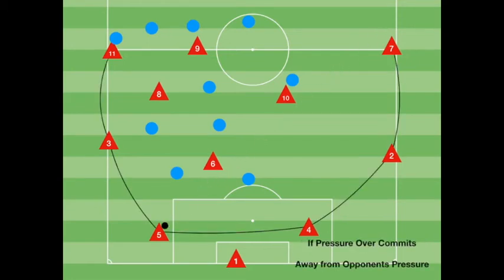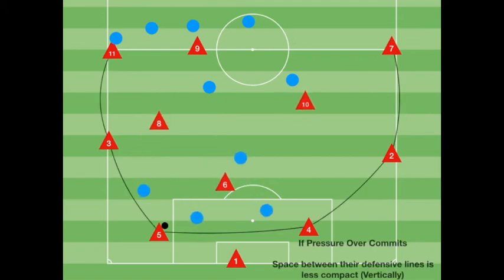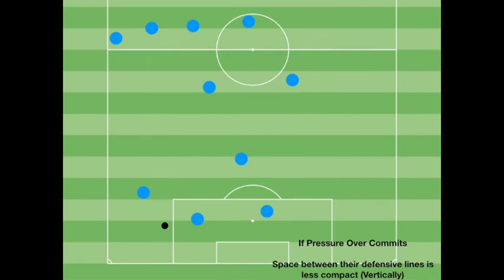Same situation, but now let's say that the opponents are too advanced in the field and they overcommit and they're putting high pressure on us. There is some sort of advantage with this. If they become too advanced and they are putting high pressure, they are overcommitting. So essentially, there is smaller space vertically between each of the lines.